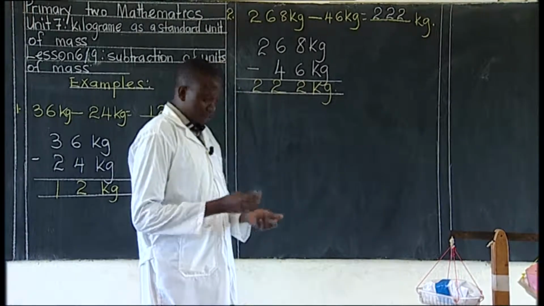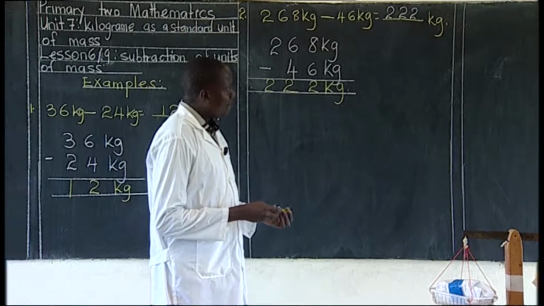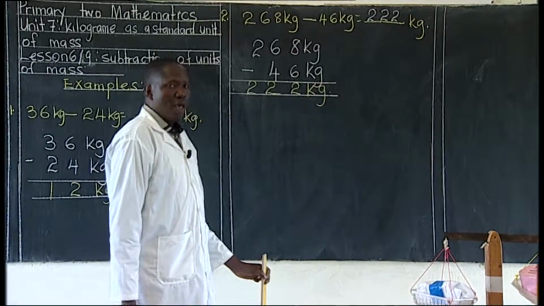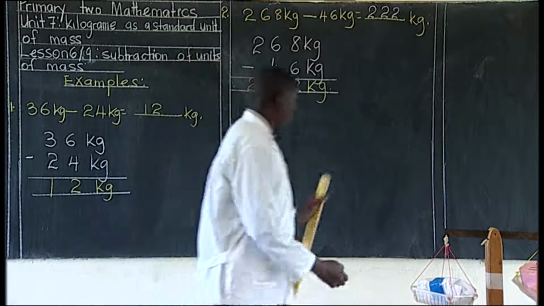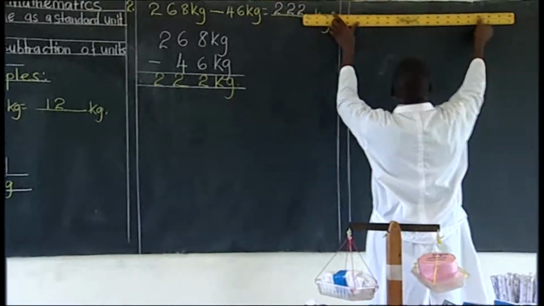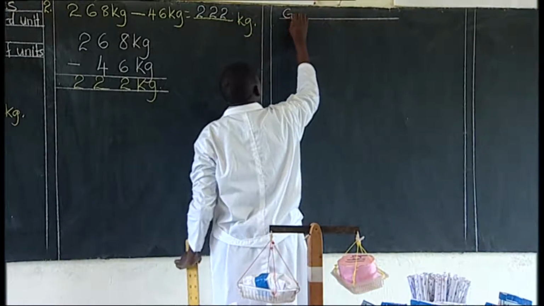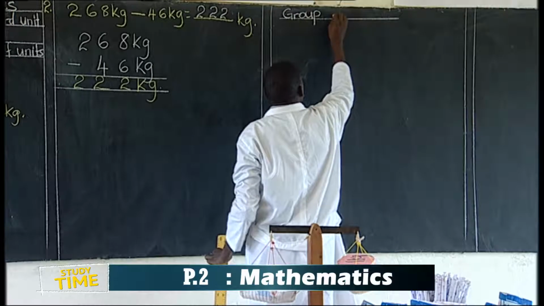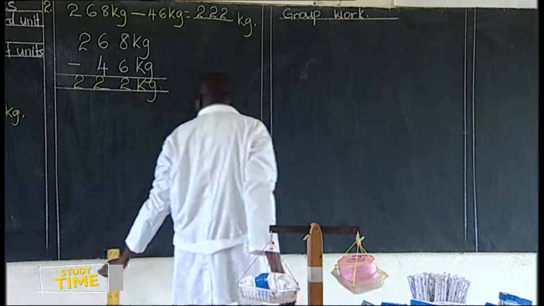Are you ready? Try for me these numbers. And we are going to try them. They are very simple. In pairs, we are going to calculate these numbers. So, let me put here group work. In pairs, group work. Please discuss. Discuss in pairs.